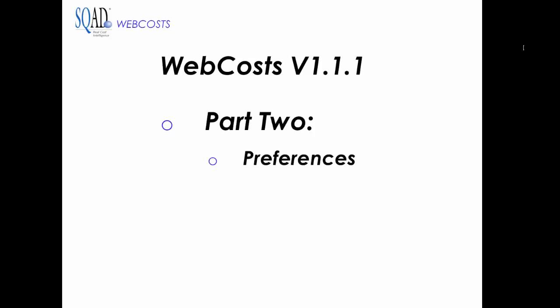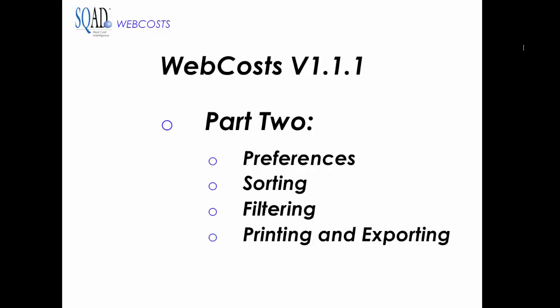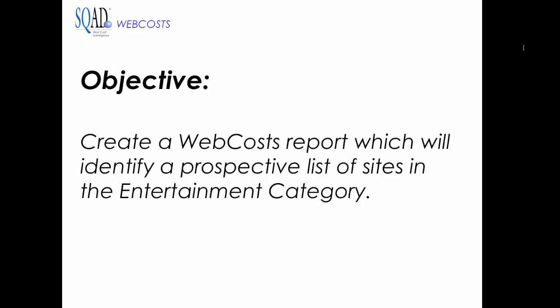In part 2, we will demonstrate setting preferences, sorting, filtering the data, printing and exporting, and saving a report. We'll demonstrate the new improvements as part of a simple analysis. Right now, I'm working to identify prospective sites and related low, average, and high CPMs for a client who would like to focus on the entertainment category. So let's get started.